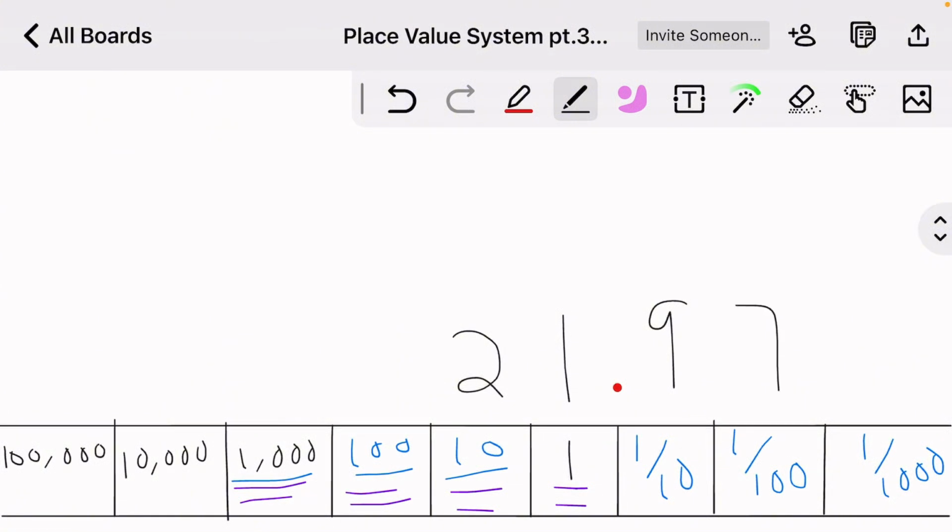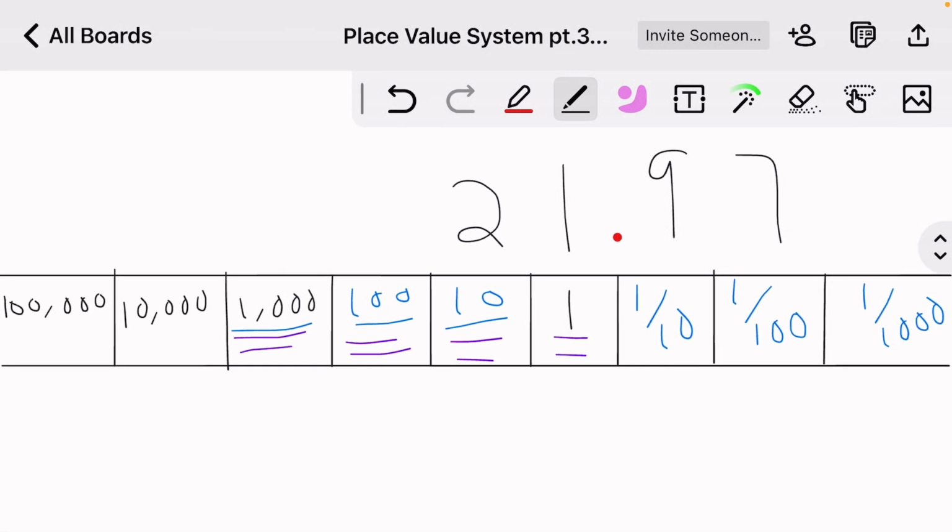Let's do 21.97. Obviously we had that written, but what we're going to do in this video is use expanded notation to understand a little bit more about writing decimals and what's going on underneath the hood, what's going on behind the scenes. So, 21.97.